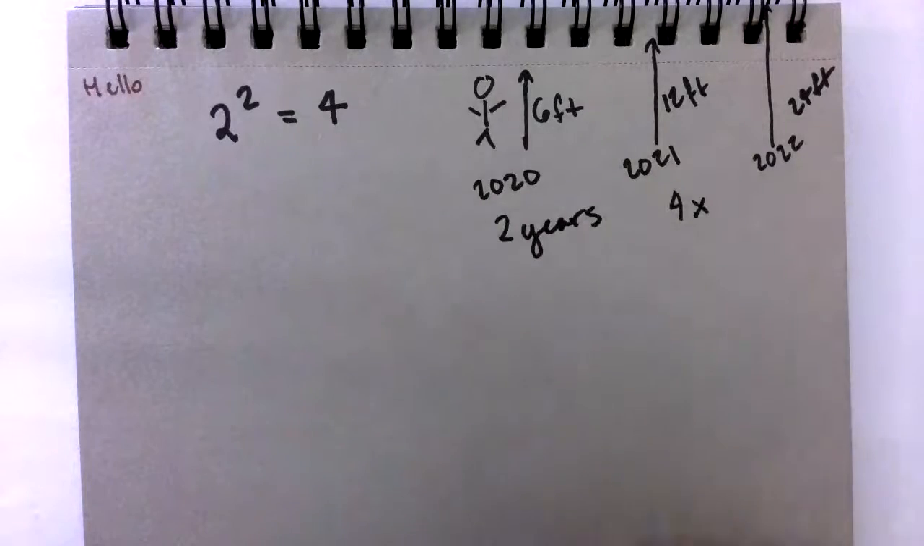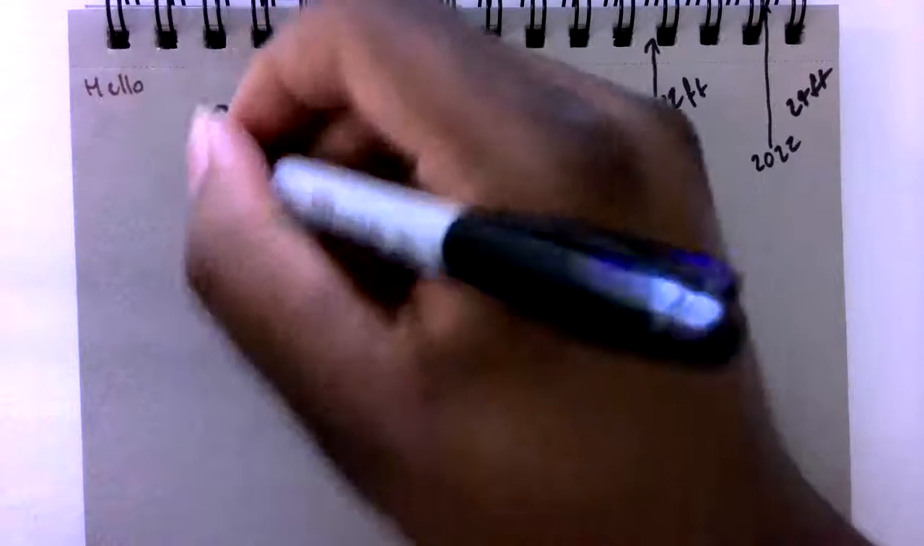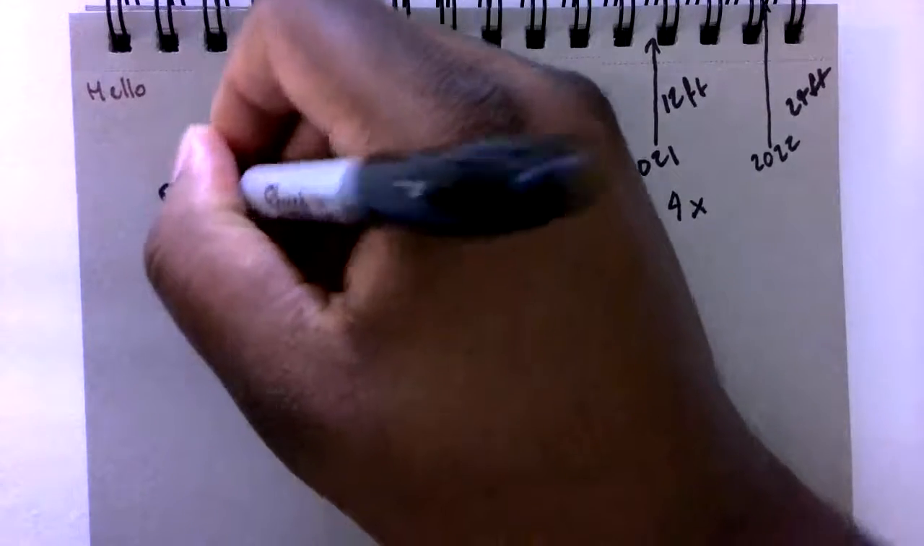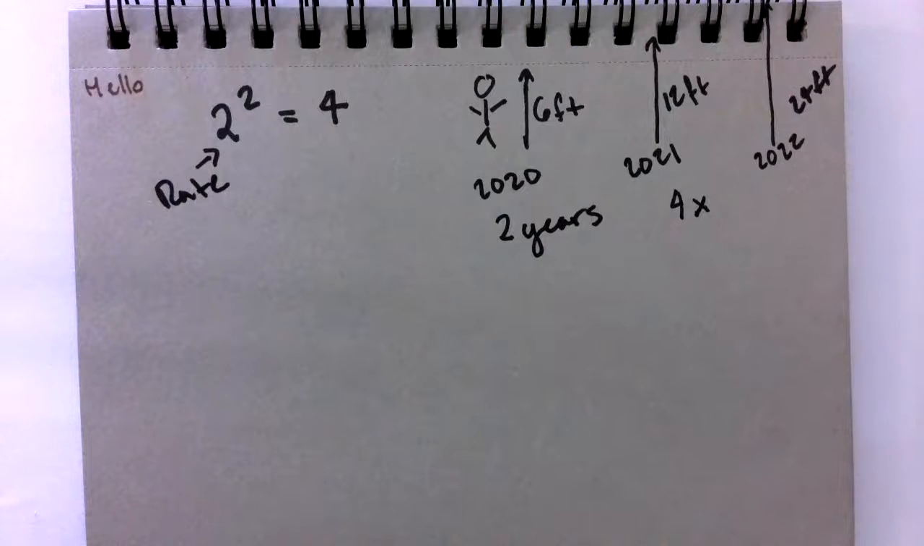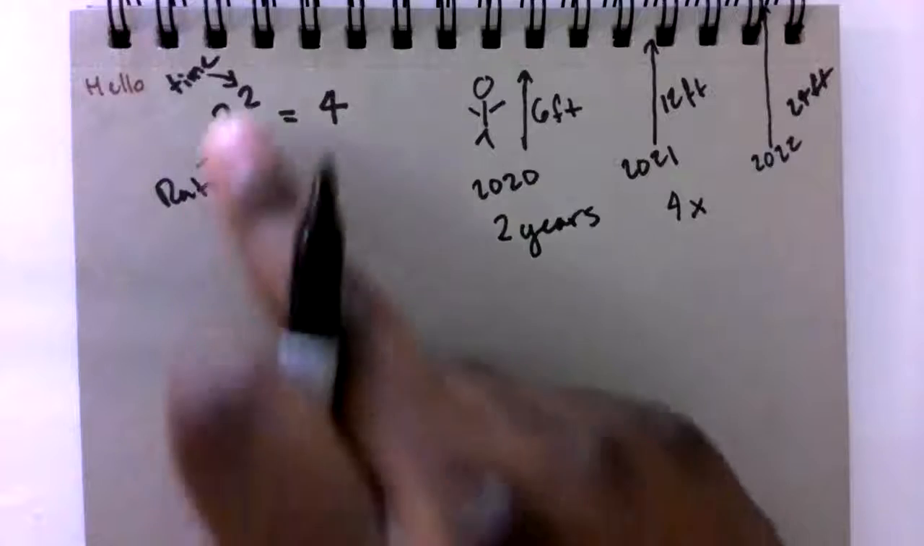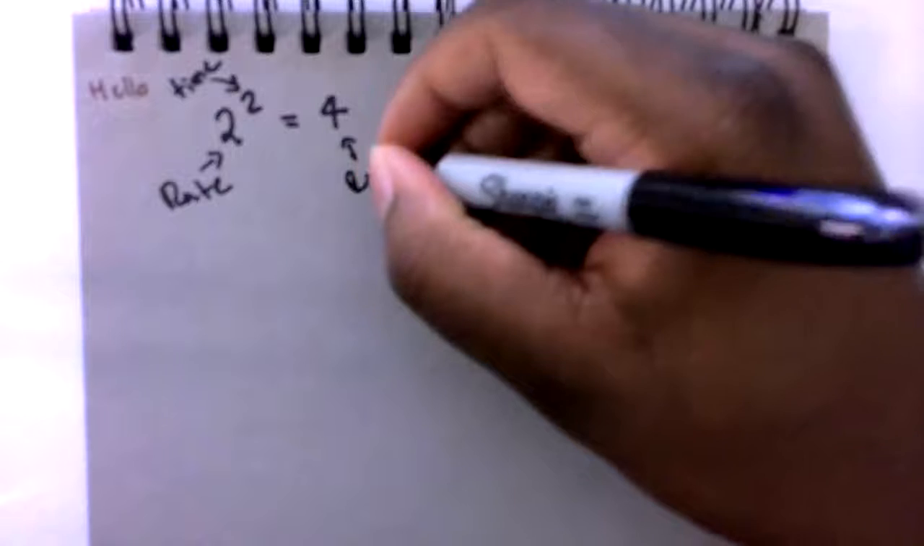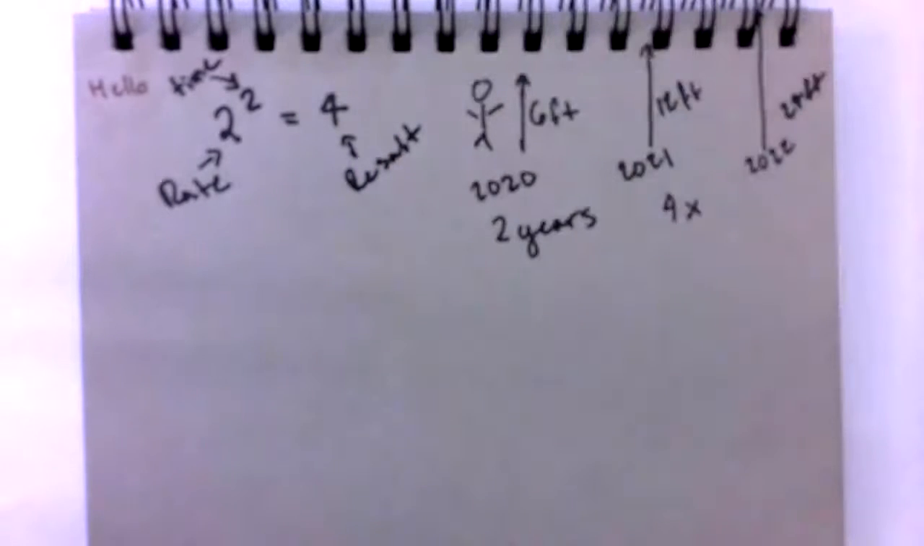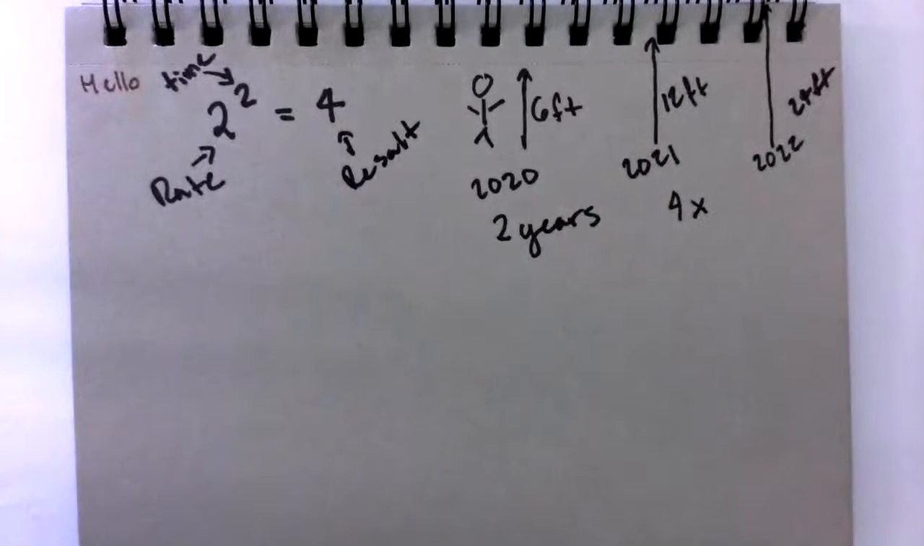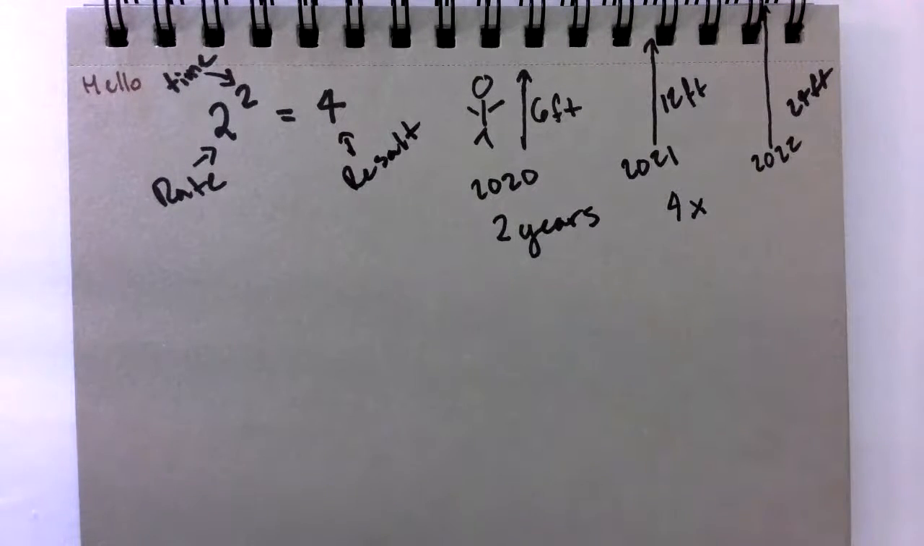2 squared means the rate at which I am growing is 2. I'm doubling each year. The amount of time is your exponent, or your index. So the amount of time is 2 years. And 4 tells me my result. So I double in size every year, it takes me 2 years, and my result is 4 times as big as when I started.